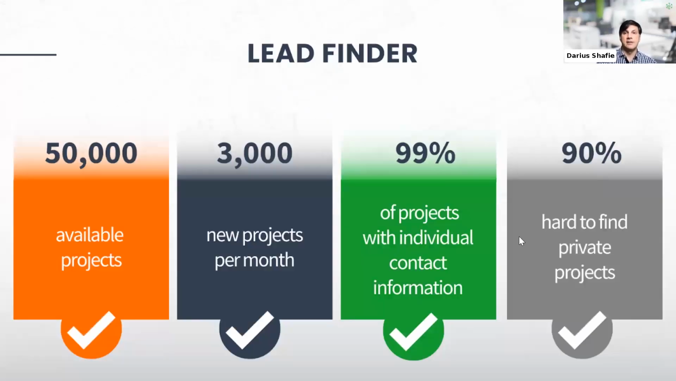In Project Lead Finder, you can find over 50,000 projects, and we continuously add projects to it every month. Around 3,000 or so projects are added on a monthly basis. 99% of those projects are going to have contact information on them, such as owners, architects, and developers. And 90% of the projects are going to be projects that are hard to find, which are private projects that are not in the public sector.